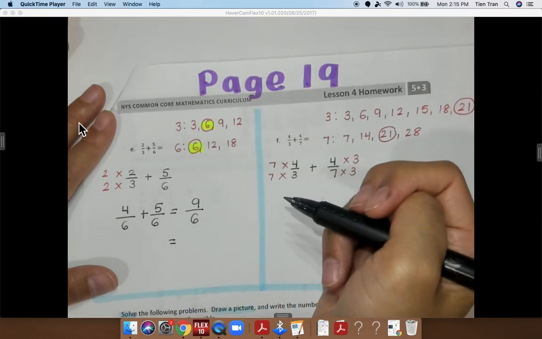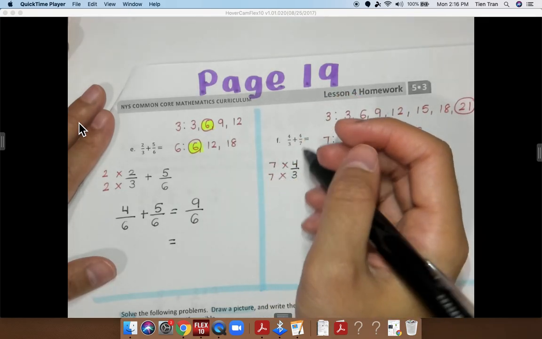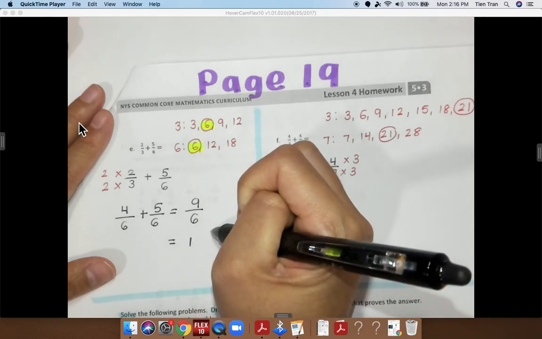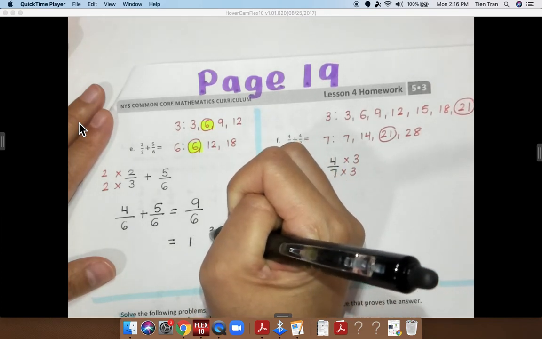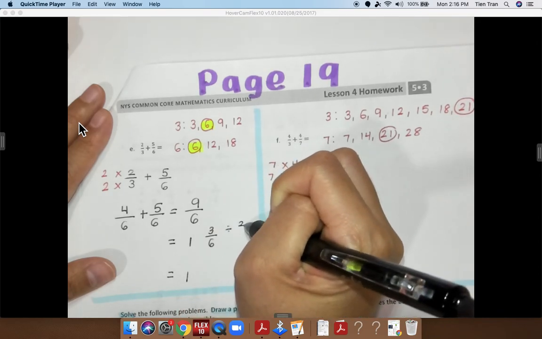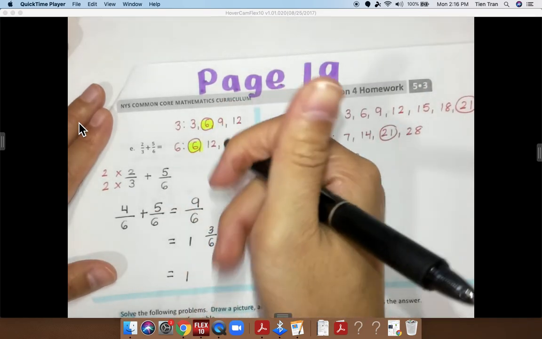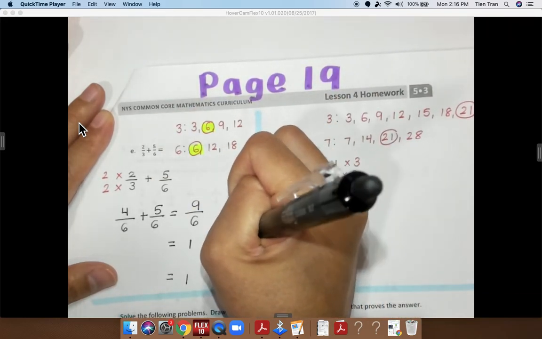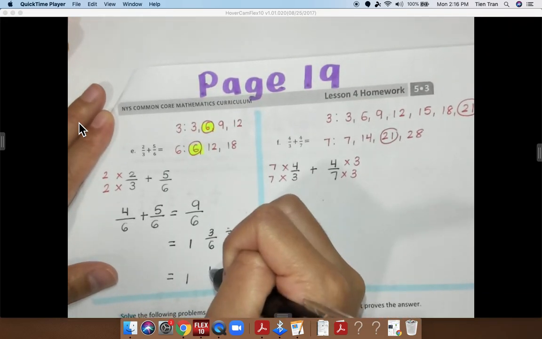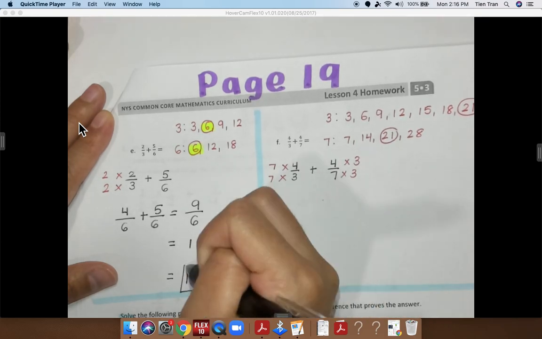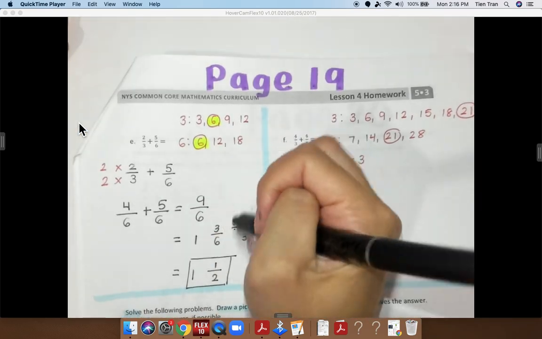So in order to change it into a mixed number, I need to figure out how many times 6 can go into 9. One time. And I have 3/6 as my fraction, but I can still divide this by 3 over 3. So 3 divided by 3 is equal to 1, and 6 divided by 3 is equal to 2. So I get 1 and 1/2 as my final answer.